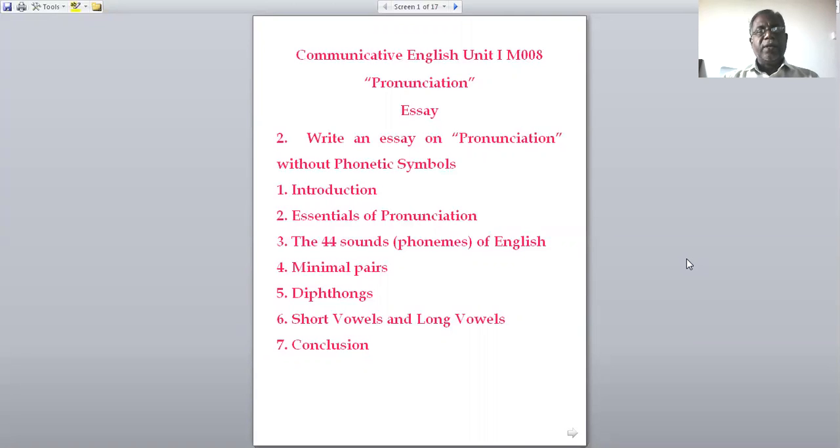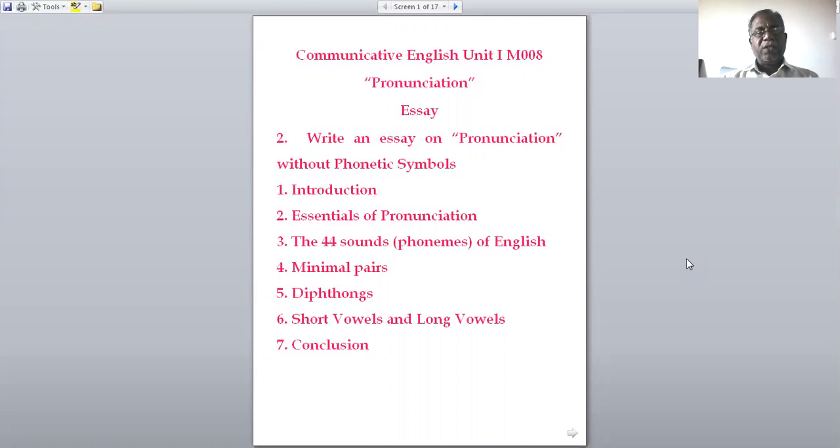There are 7 paragraphs, 7 topics in this essay. The first one, introduction; essentials of pronunciation; the 44 sounds, phonemes of English; minimal pair; fifth heading, diphthongs; sixth one, short vowels and long vowels; and last one, conclusion.